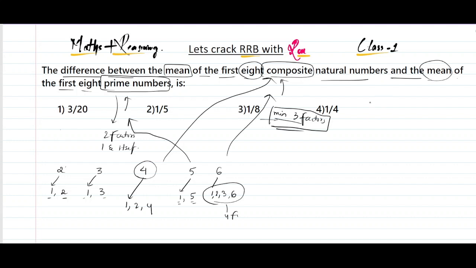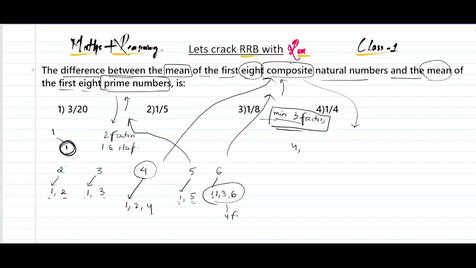Now let's take the first 8 composite numbers. What is the first composite number? 4. Why didn't I take 1 here? What are the factors of 1? Only 1. In order to become a prime number it should meet the condition of 2 factors, but 1 has only 1, so it does not qualify. In order to become a composite number it should have minimum 3 factors, but 1 has only 1 factor, so it also does not qualify as a composite number. So 1 is neither a prime number nor a composite number.